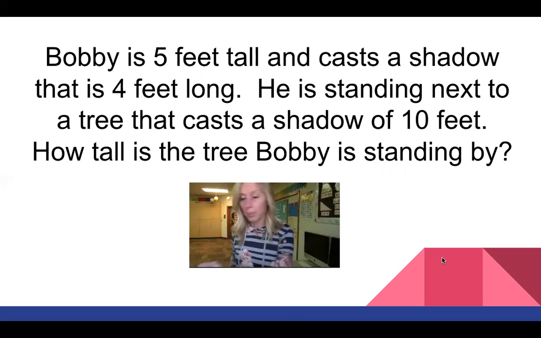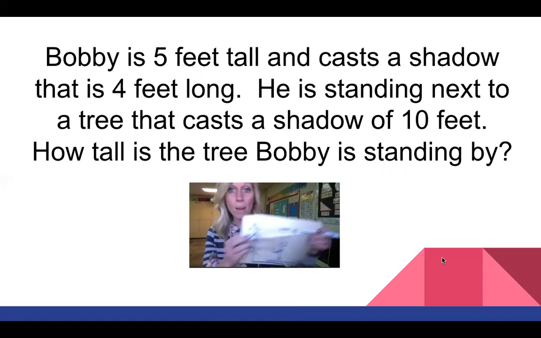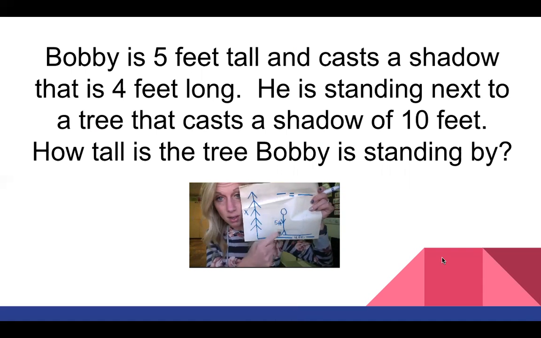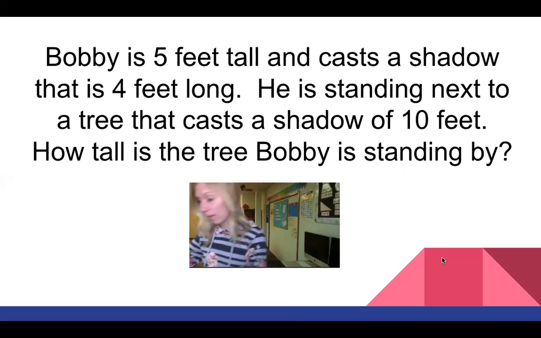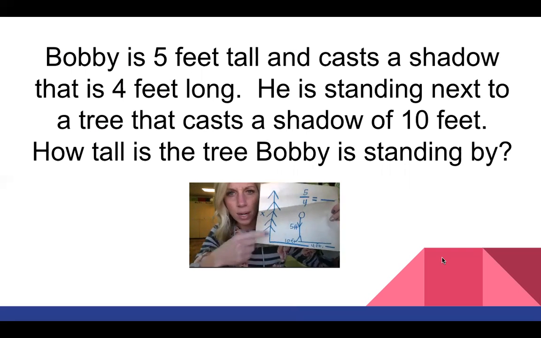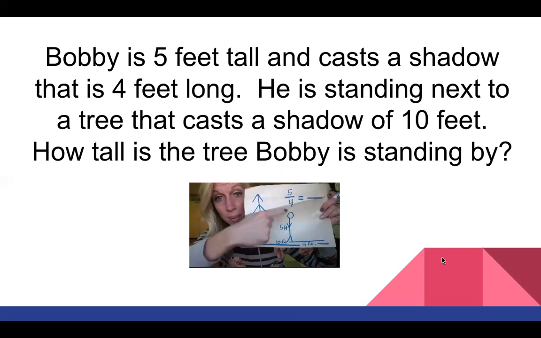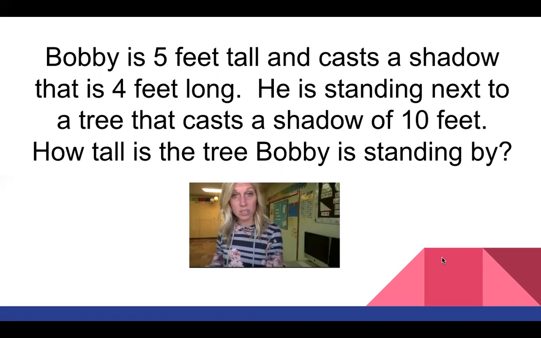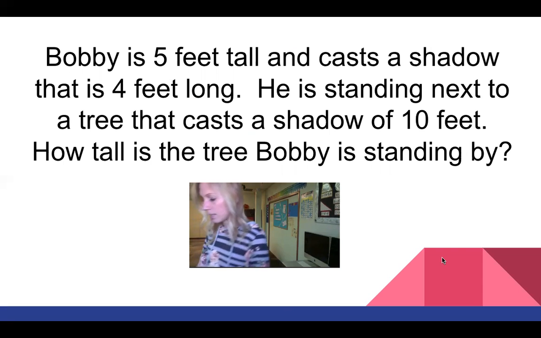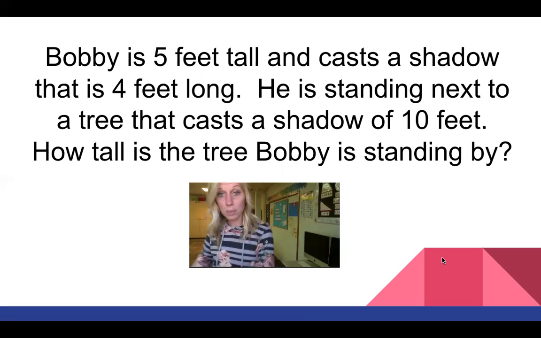So we're going to fill out a proportion again. We're going to start with the information we know about Bobby. Bobby is 5 feet tall, his shadow is 4 feet. So I'm going to write 5/4. Now I have to find corresponding sides over here. That's the C word I was looking for, corresponding. So since Bobby's height, the number going up and down, was on top, this number going up and down has to go on top, and that's our X. We're trying to find how tall the tree is. And I know that the tree's shadow is 10 feet, so that's going to be my bottom number.